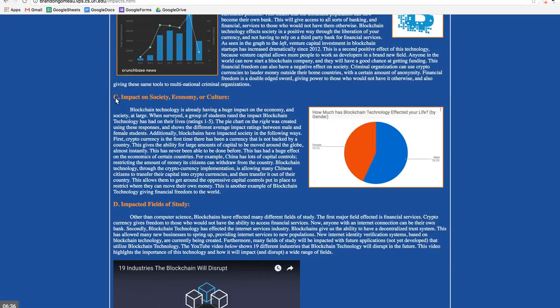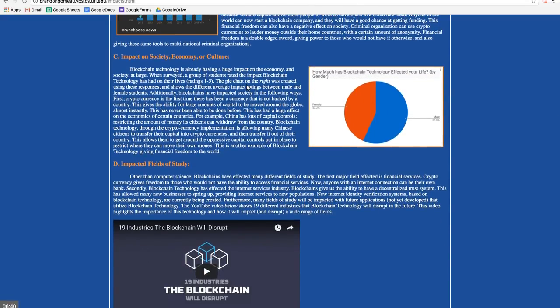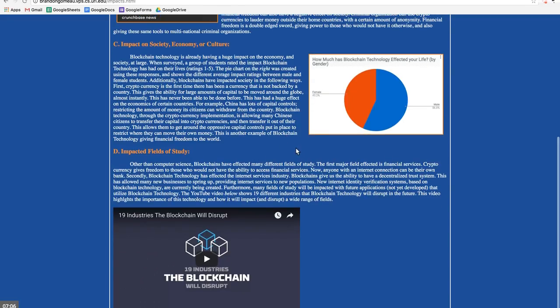Secondly, I have question C, the impact on society and economy or culture. And blockchain technology is already having huge impact on the economy. For this, I actually surveyed a group of students who rated the impact of blockchain technology on their lives between 1 and 5. And on the right is a pie chart showing the distribution of male versus female and the effect of their technology on their lives, with male giving it a slightly higher rating over females. And additionally, blockchains have impacted society in the following ways.